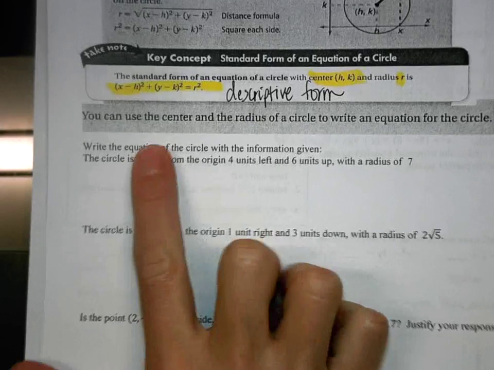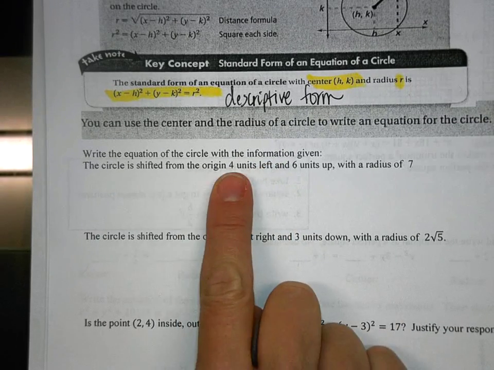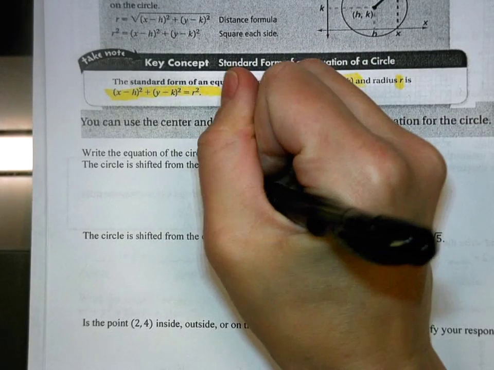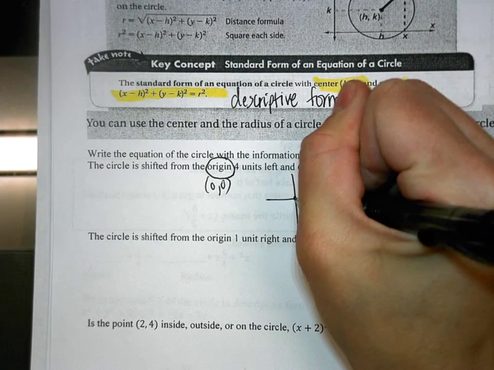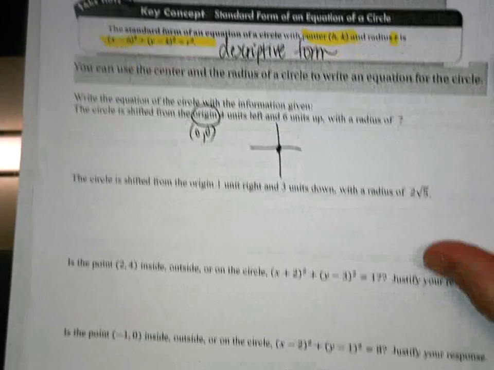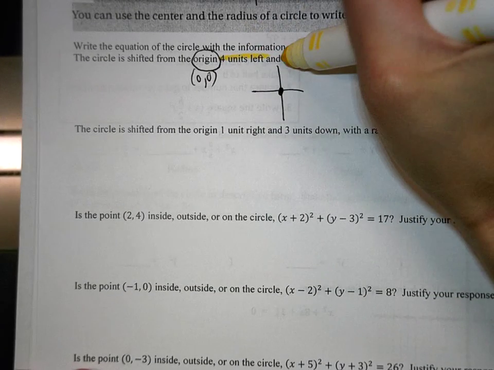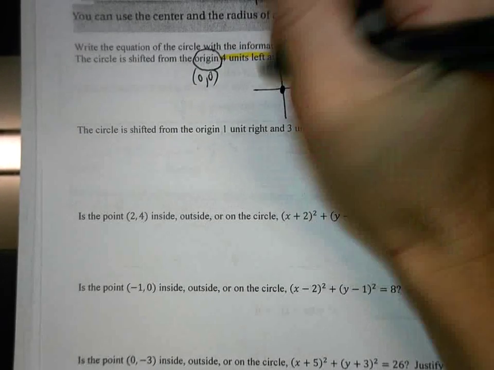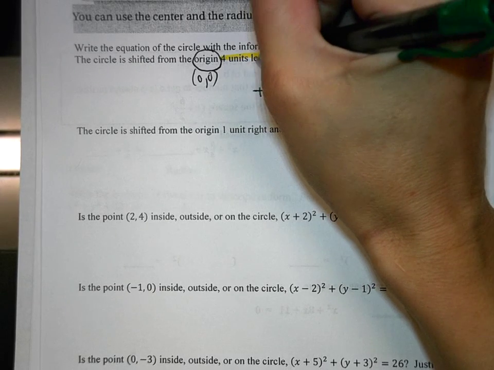Okay, this says, write the equation of the circle with the information given. The circle is shifted from the origin. Now, what does origin mean? Very good. The origin is at 0, 0. So if we're looking at a coordinate plane right now, the origin is right there in the center. And it says that it is shifted 4 units left and 6 units up. So if we start at 0, 0 and we go 4 left and 6 up, we have a point right there.